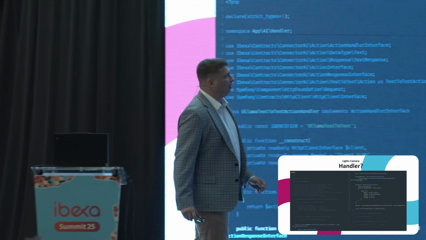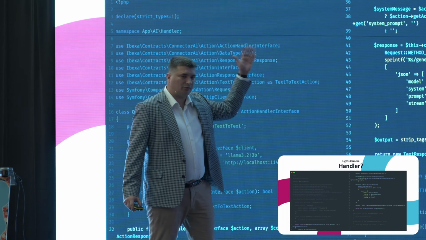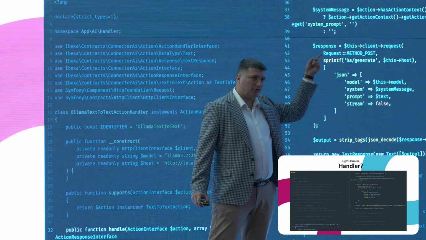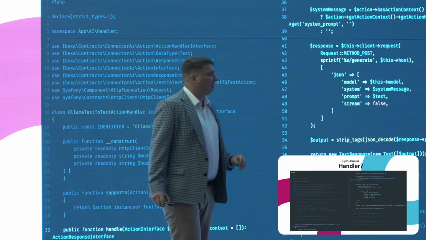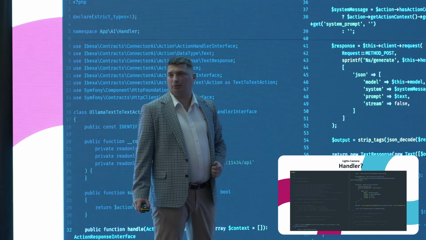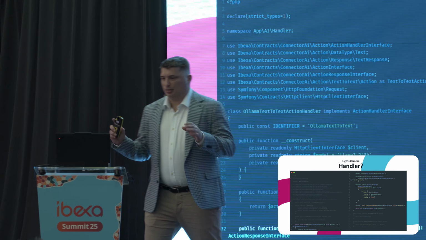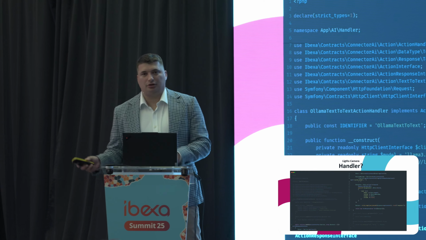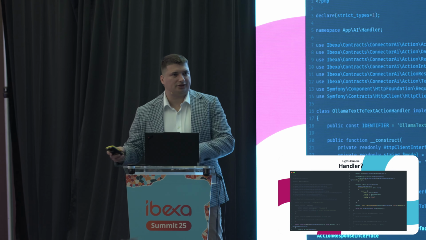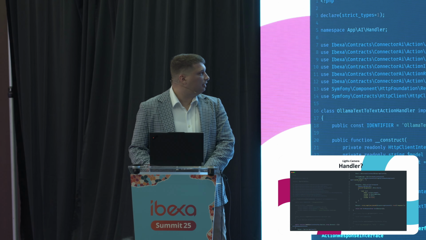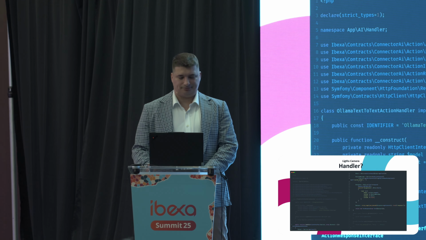But overall, we take the configuration that we define from the back office. I will be using the system prompt field value, which I will show you in a moment. And then I'm using HTTP client from Symfony, a great tool. We are basically making an HTTP request to the Llama HTTP endpoint with some JSON payload.